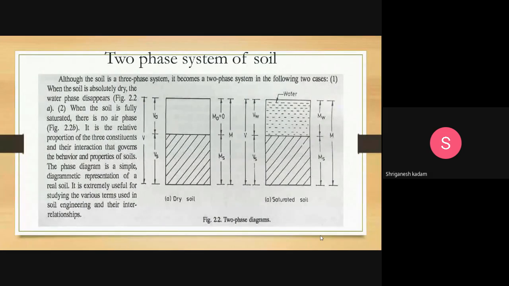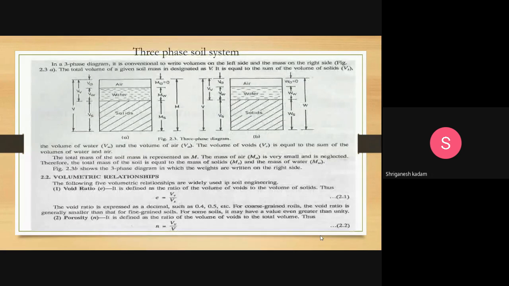Then the three-phase system, which we studied. What is a two-phase system? In a two-phase system, only two phases are available, either water and soil solid, or air and soil solid. Then we just started the three-phase system. These two diagrams we have studied, diagram A and diagram B. Now in today's lecture we will study some basic relations and some basic definitions.